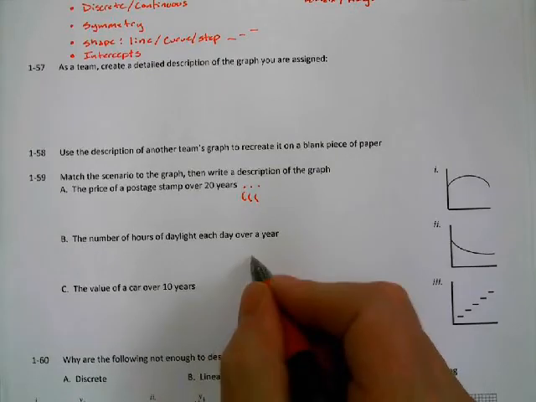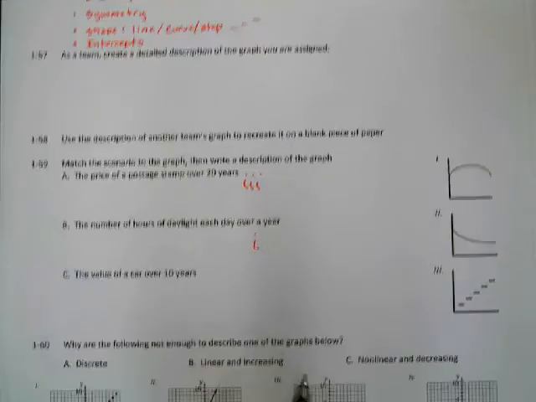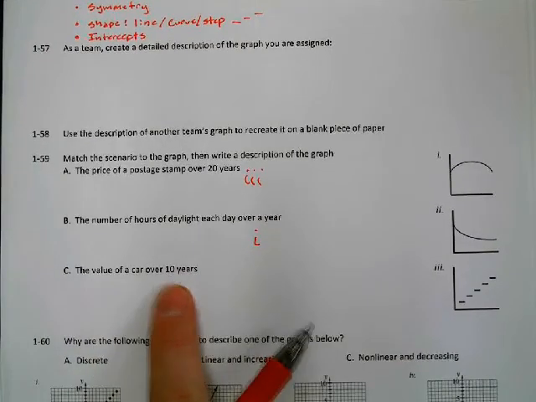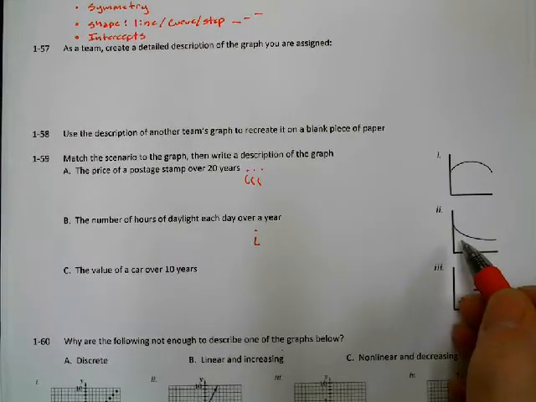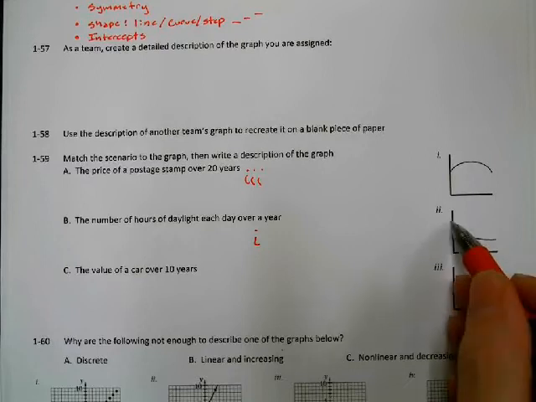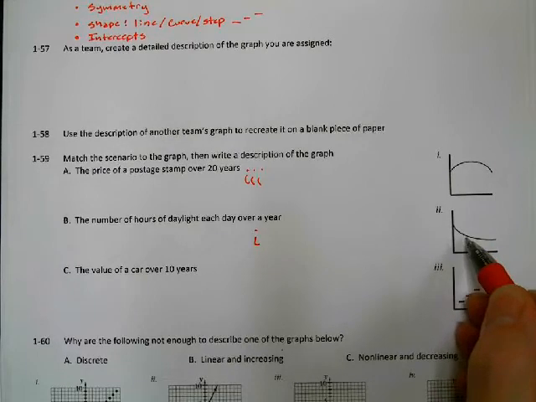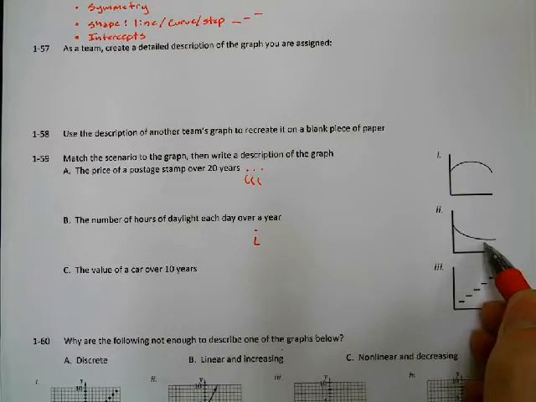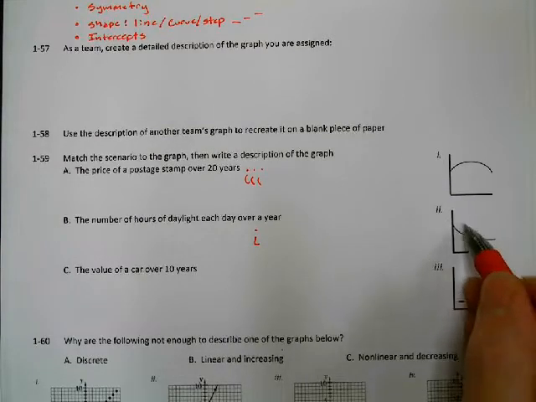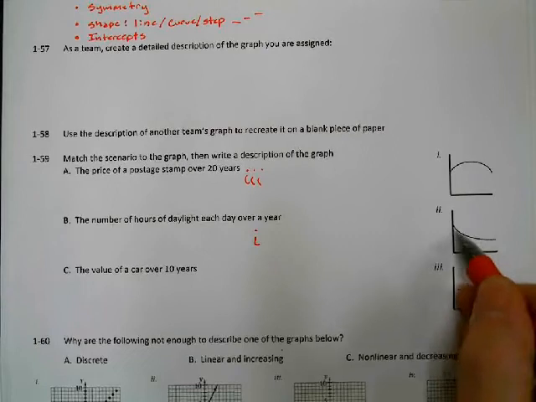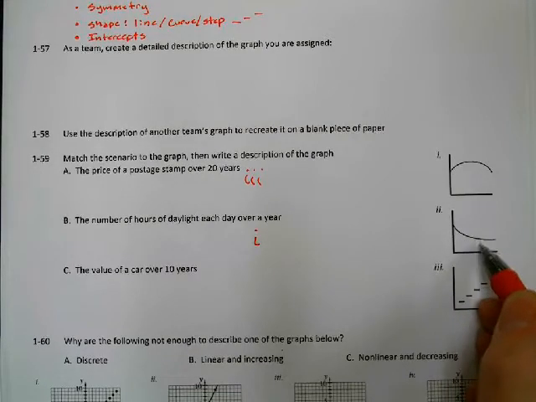The value of a car over 10 years. This is kind of exactly how cars depreciate over time. Their value goes down really fast at first, and then the older the car is, the slower the value goes down. So when you buy a new car, you lose a lot of value in the first couple of years. If you got a used car, your value is not going to change as much. So I.